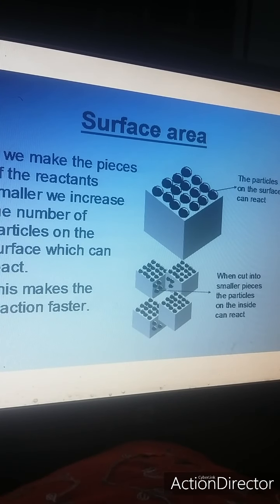I will give you an example. We are taking a salt which is in powdered form, and a second salt which is in the form of a lump. The one which is in powdered form will react faster due to the increased surface area.